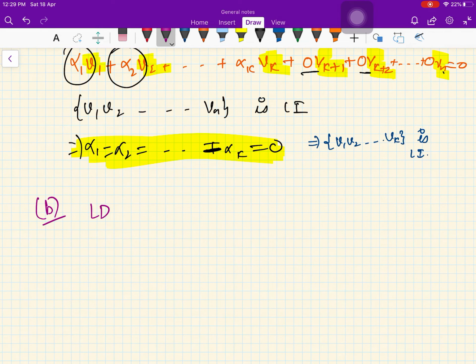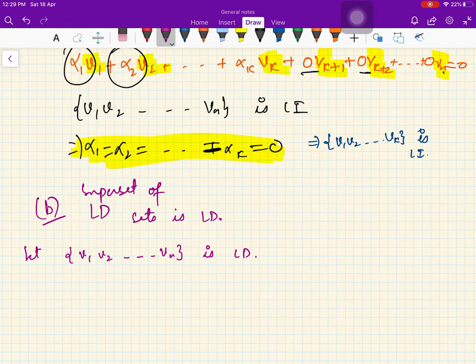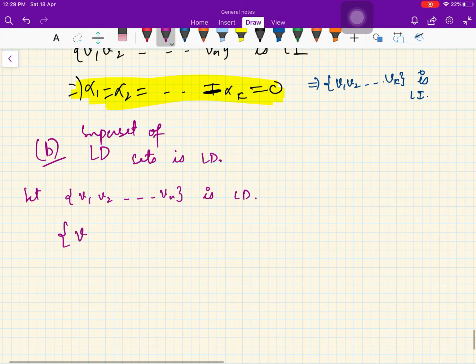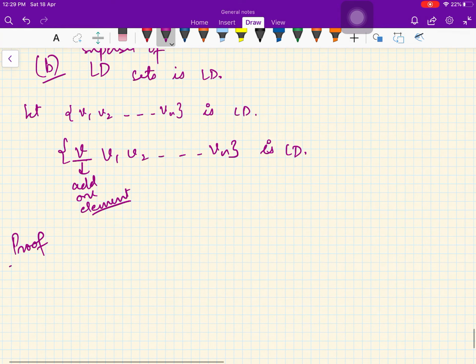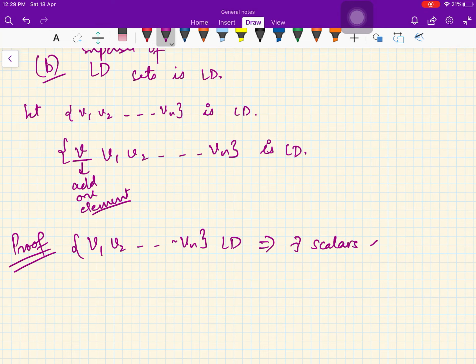Conversely, the next result we want to prove is that a superset of a linearly dependent set is linearly dependent. So let you have a set v1, v2, ..., vn that is linearly dependent, right? And you have any superset, just add one element. Irrespective of the nature of that element, we want to prove it is linearly dependent. Let us prove it. So you have v1, v2, ..., vn linearly dependent.